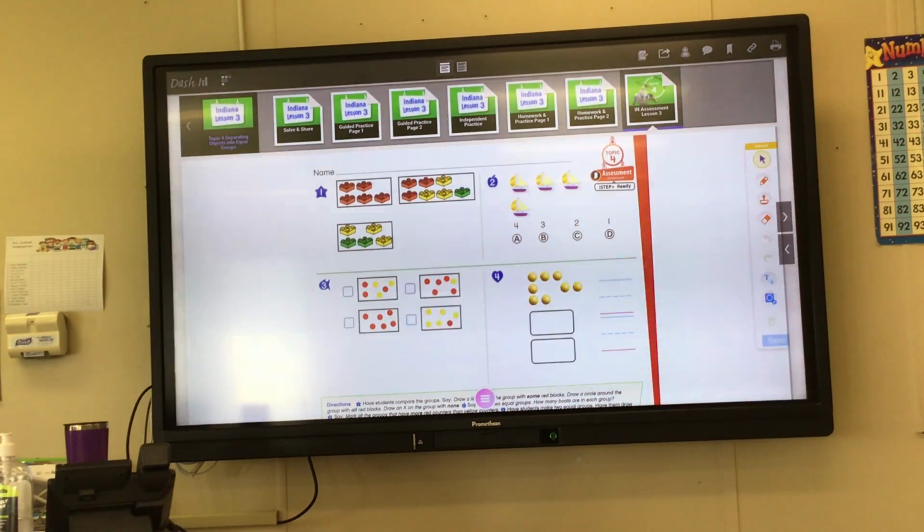Okay, so how many are in each group? How many would be in each group? Okay, so how many would be in each group? In each group. How many are in this group? And how many are in this group? Now come down here and you're going to make these into equal groups. Okay, so you're going to take one ball, put it in the top group. One ball, put it in the bottom group.